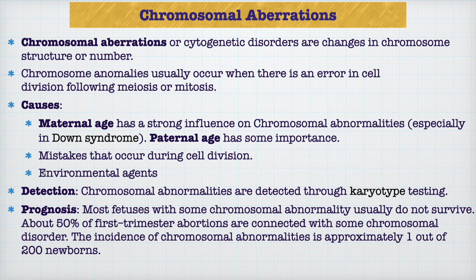Chromosomal aberrations are changes in the structure of chromosomes or number of chromosomes. Chromosomal anomalies occur due to errors in cell division following mitosis or meiosis. Spontaneous mistakes during cell division, environmental mutagens, and late pregnancy are common causes of chromosomal aberrations. Karyotype testing detects chromosomal abnormalities. Most fetuses with chromosomal abnormality do not survive beyond the first trimester of pregnancy.